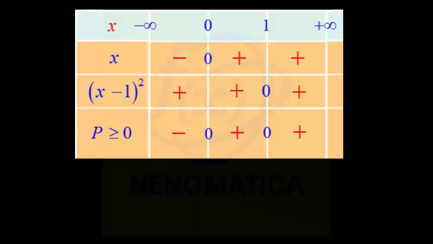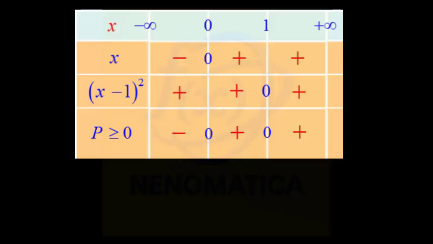We will highlight the non-negative regions for p of x, which are at x equals 0, at x equals 1, and for all x greater than 0. To make the sign analysis even more intuitive, let's draw a number line and mark the critical points 0 and 1. We then shade the region where p of x is greater than or equal to 0, which starts at 0 and continues to positive infinity, including both 0 and 1.